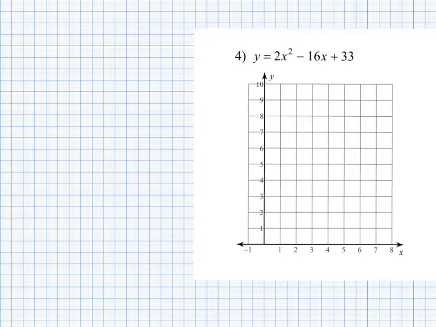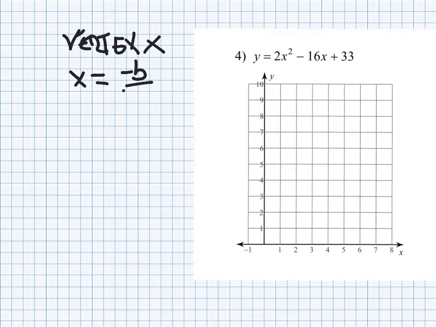Okay, now we have standard form. We want to do similar things. We still want to find the vertex. So here's our fancy little trick that we have to remember. In order to find the vertex, that vertex x is going to be found by finding that negative b over 2a.